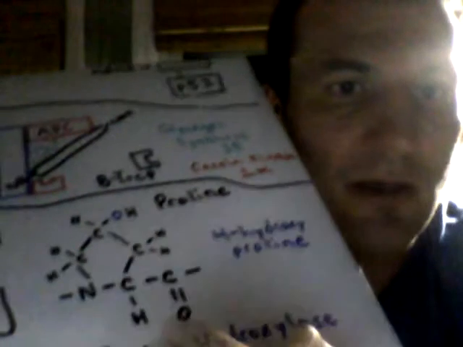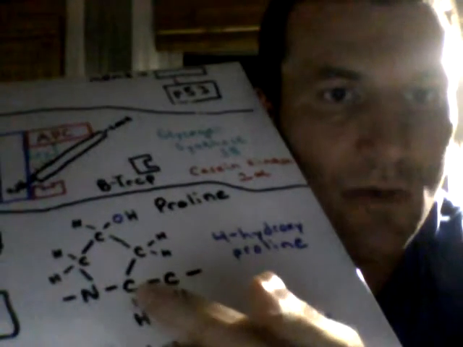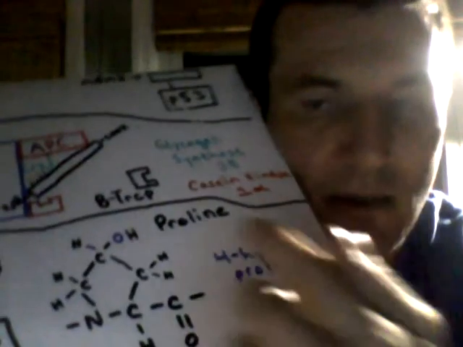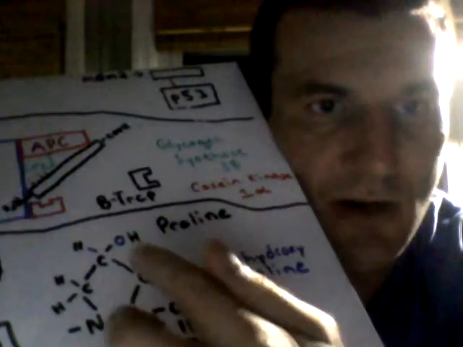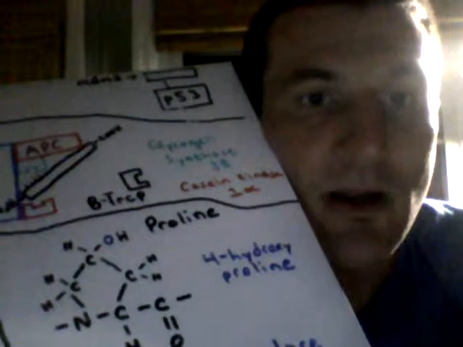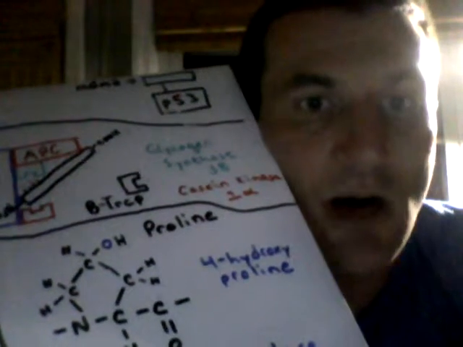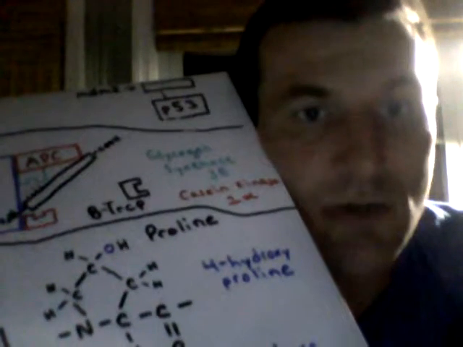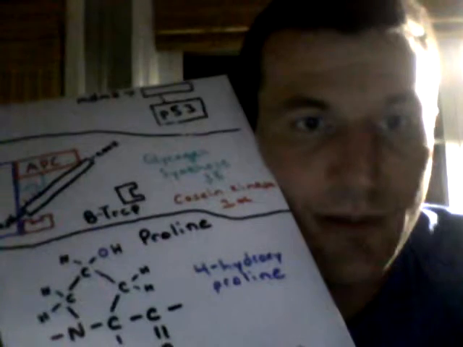See, if you count from the carboxylic acid, it's 1, 2, 3, and 4, and that's the 4th carbon. So there's a hydroxyl group off of it, and we call that 4-hydroxyproline because it's a hydroxyl group off the 4th carbon.